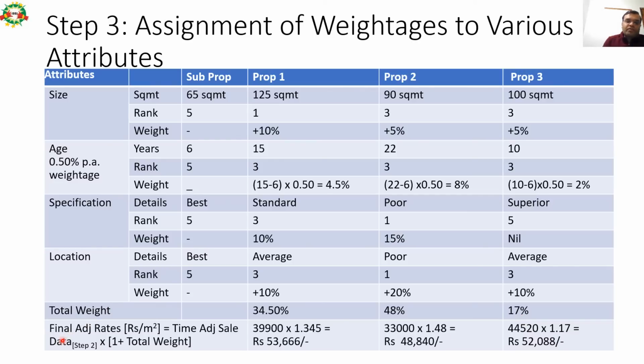After that we will calculate the final adjusted rate per square foot, per square meter, which is equivalent to the time adjusted sale data, which we had calculated in step number 2, into 1 plus total weight. So this 39,900 rupees per square foot is the time adjusted sales rate we had calculated in step number 2. We have to multiply this time adjusted rate with the further weights which we have calculated in the table. So that will give us the rate of the market. So 53,666 rupees for property 1, 48,800 rupees for property 2, and approximately 52,000 rupees for property 3.